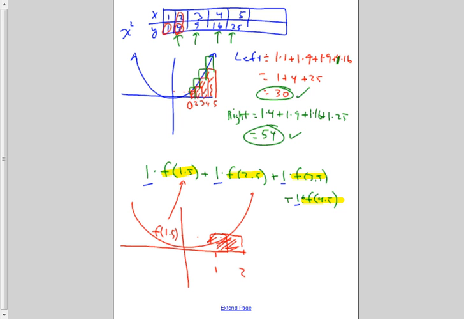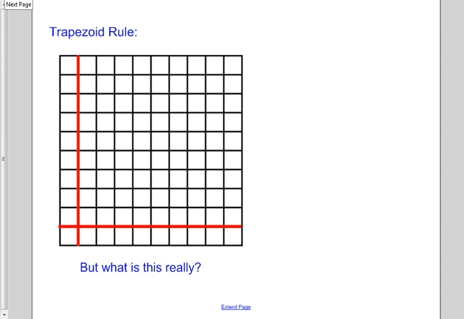Okay, so that's something that we've done before, this idea of left bound, right bound, and midpoints. What about the trapezoid rule? Well, the trapezoid rule, let's do the same thing, integrate from 1 to 5 of x squared dx.